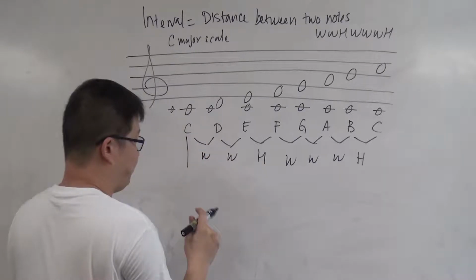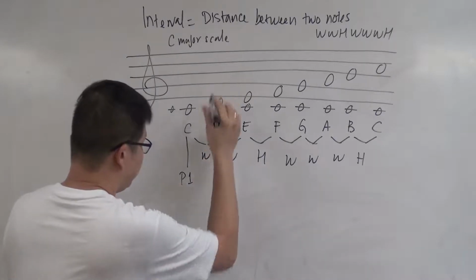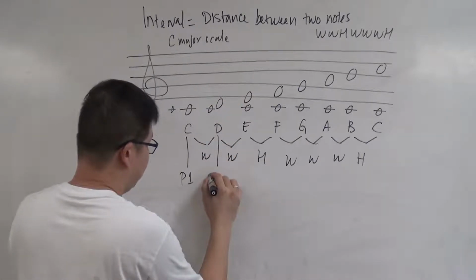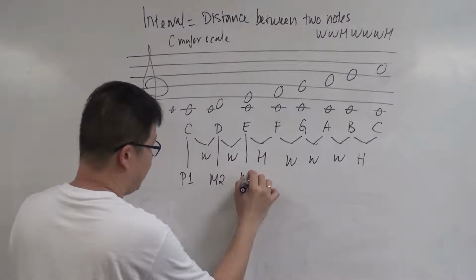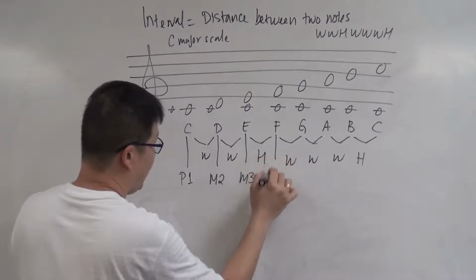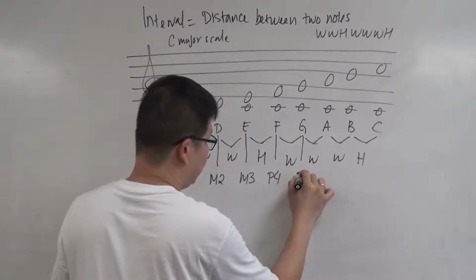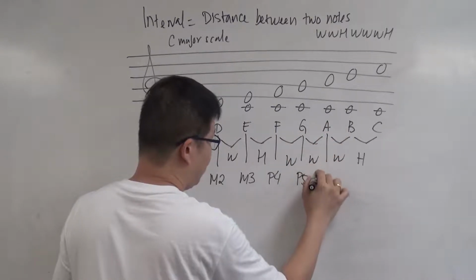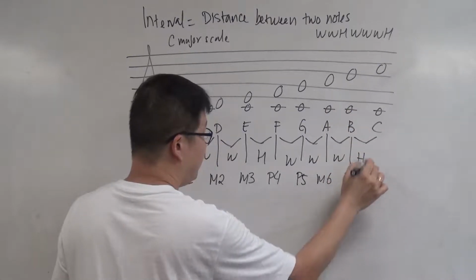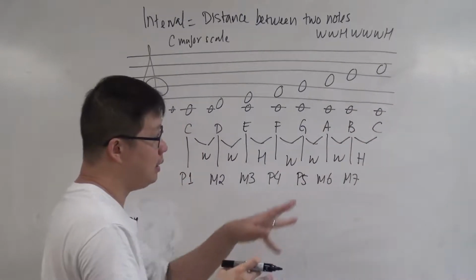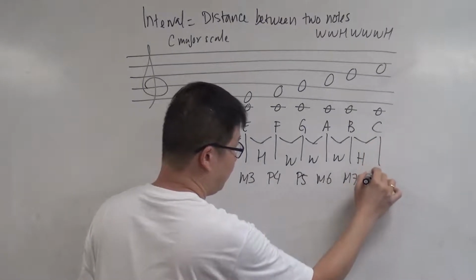So, C to C, the interval is perfect 1. Okay. Now, C to D, the interval is major second. C to E, the interval is major third. C to F, the interval is perfect fourth. C to G, the interval is perfect fifth. C to A, the interval is major sixth. C to B, the interval is major 7. And finally, C to C. But here, the second C is higher by 1 octave. That's why we call it an octave or perfect eighth.